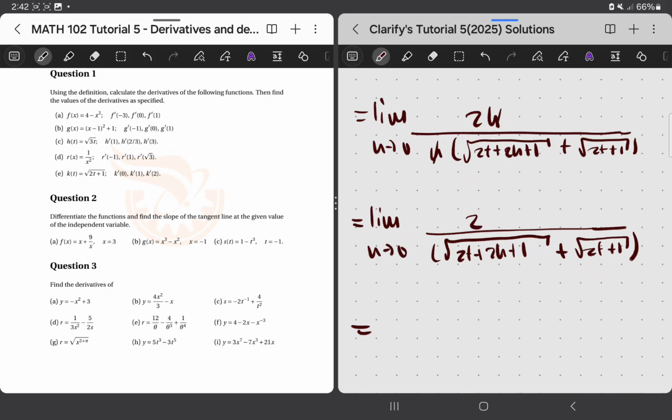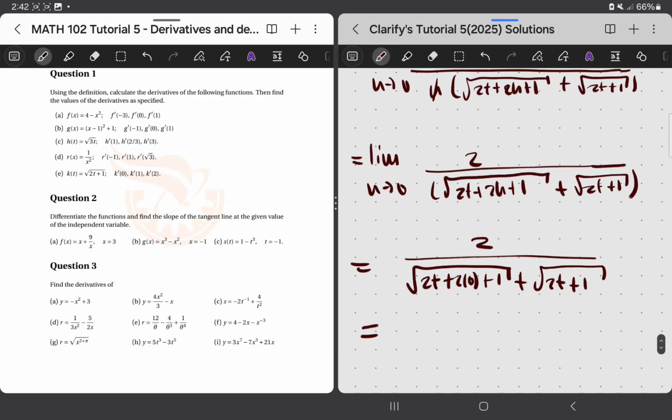Because we no longer have the denominator going towards 0, it's now 2 over the square root of 2t plus 2 by 0, then plus 1, then plus again the square root of 2t plus 1. And what does this become? 2 over, the square root of 2 by 0 is obviously 0, so this would be 2t plus 1, plus the square root again of 2t plus 1.